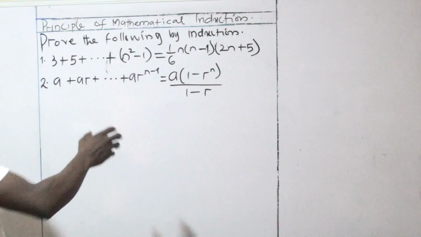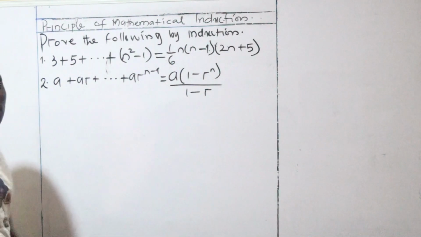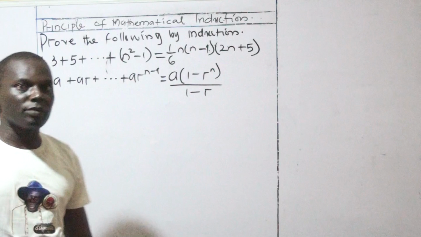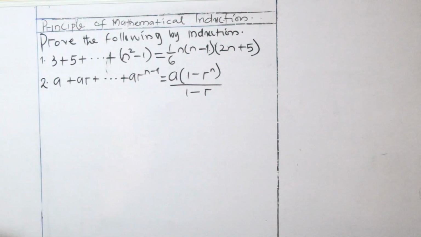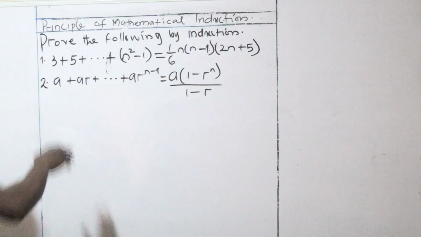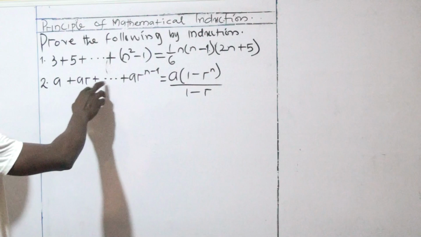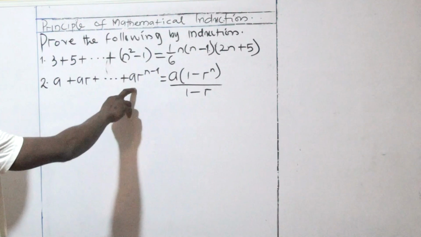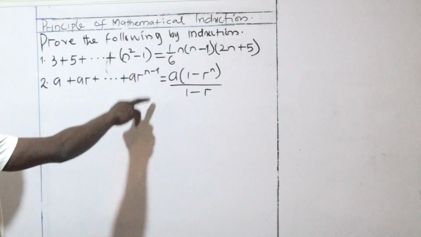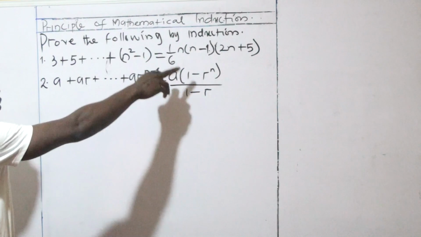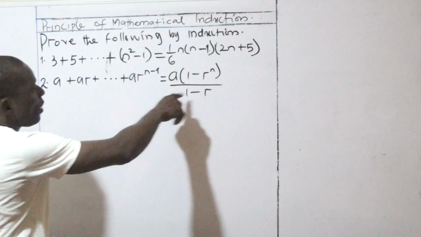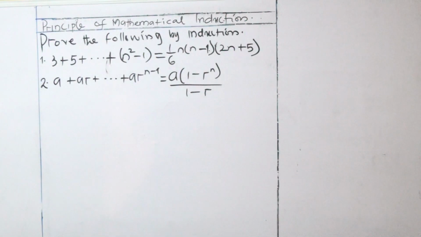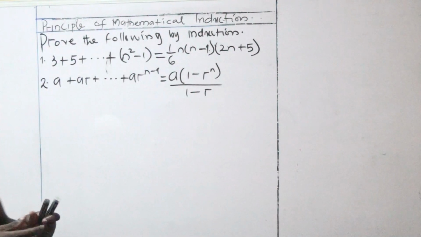you can see this is a sum of a geometric progression whose common ratio is less than 1. So we have a plus ar plus ar squared dot dot dot plus ar raised to n minus 1 is equal to a open bracket 1 minus r raised to n close bracket all over 1 minus r. So we're going to do that very quickly.